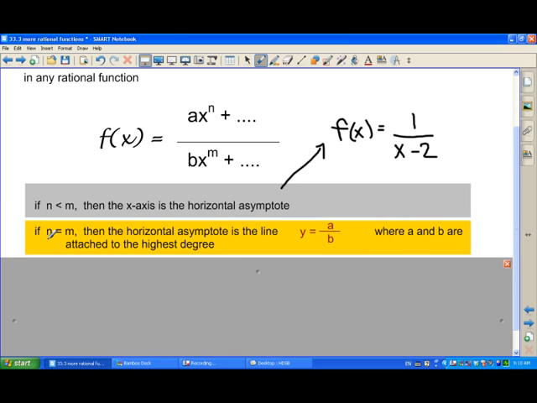If n equals m, if the degree on top is the same as the degree on the bottom, then the horizontal asymptote is the line that's represented by the coefficients of the highest degree term, a over b. So these would be functions like what we just looked at, 2x over x minus 5. My a value is 2, my b value is 1, so this would have a horizontal asymptote at y equals 2.